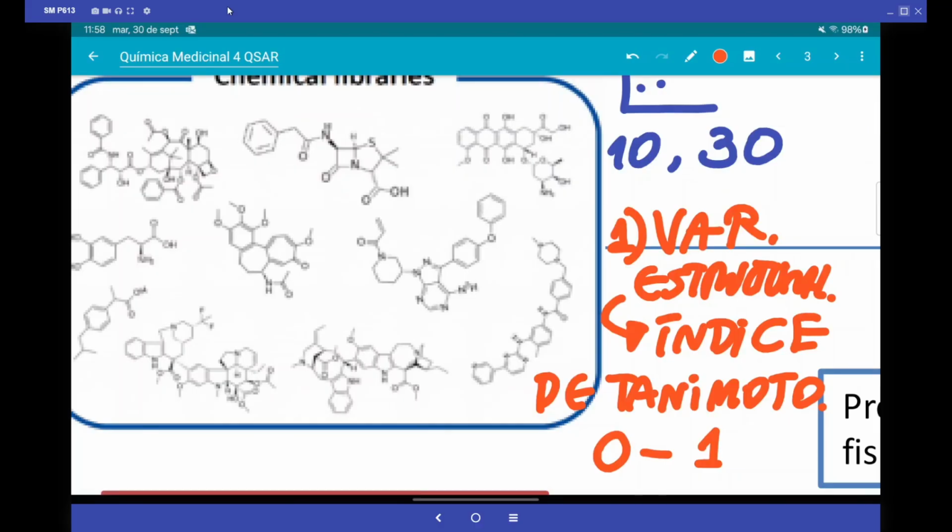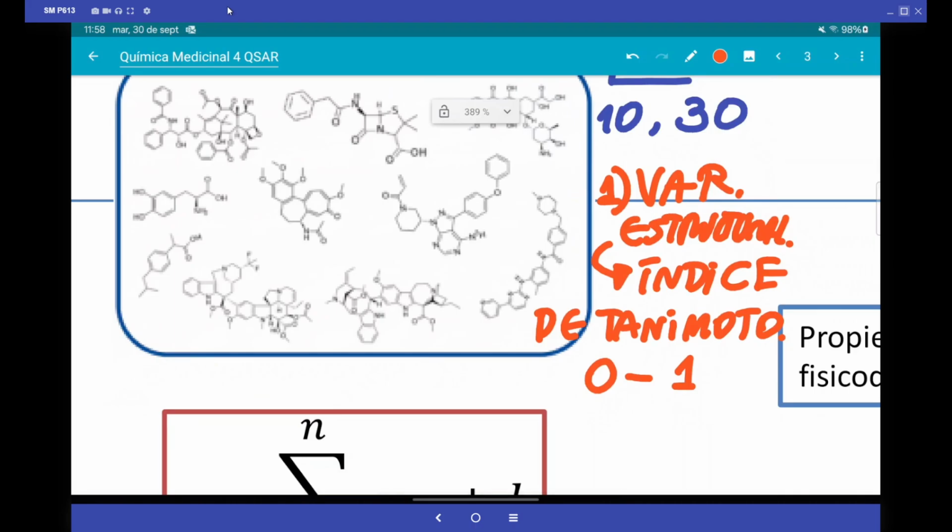The Tanimoto index fluctuates from 0 to 1. If 2 molecules have a Tanimoto index of 1, it means that they are the same, and the closer to 0, it means that the molecules are more different, structurally speaking. And second, why do we need more molecules? Because we increase the variability in biological activity.